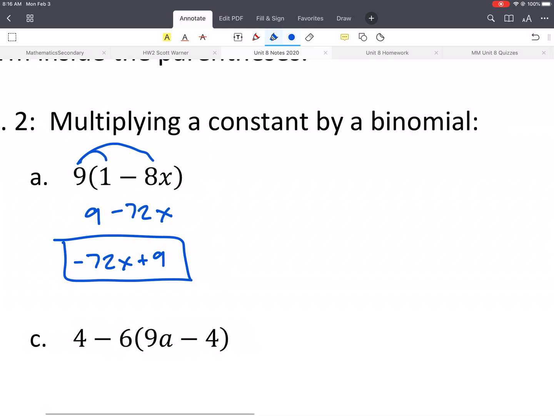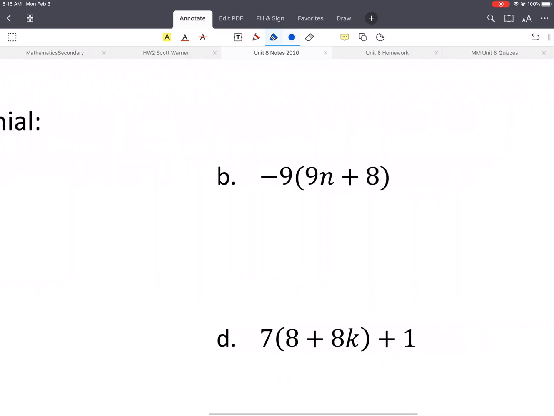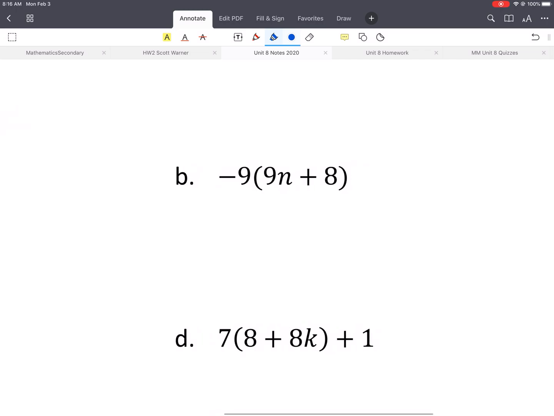All right? So perhaps try and do some of these. Pause and come back to me when you got it. So here we'll distribute. Negative 9 times 9 is negative 81n. And then negative 9 times 8 is negative 72.